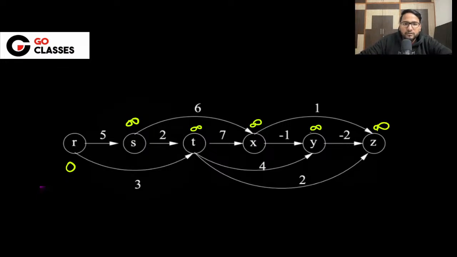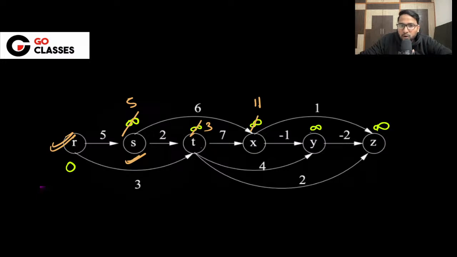Now this will be 5. Okay, this will be 3 to start with. Now R is done. Now pick S and relax all the outgoing edges, right? This is 6 plus 5, 11. This is 5 plus 2, 7, right? But it is already 3, so don't worry about it. So all the outgoing edges are done.